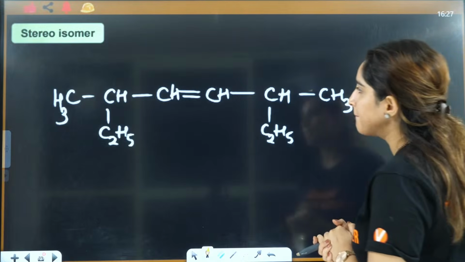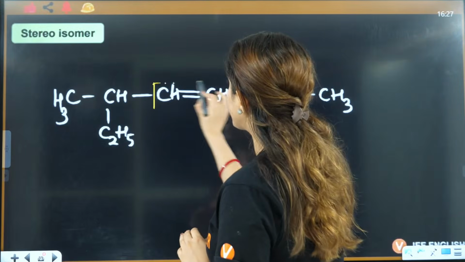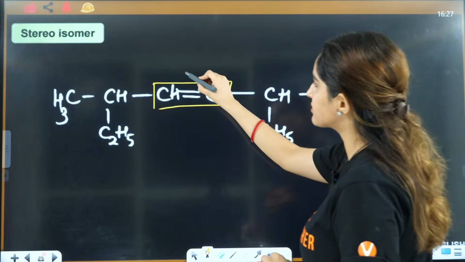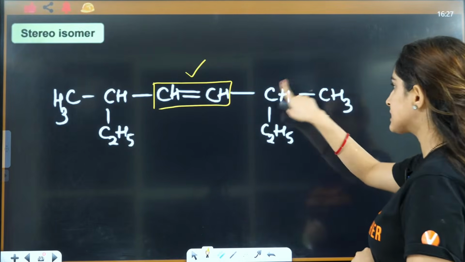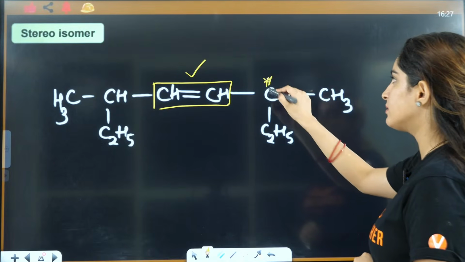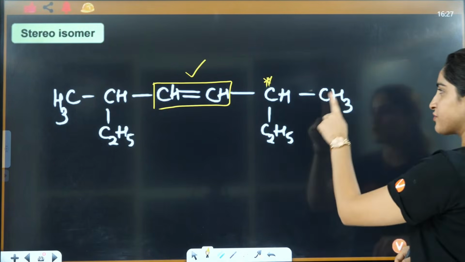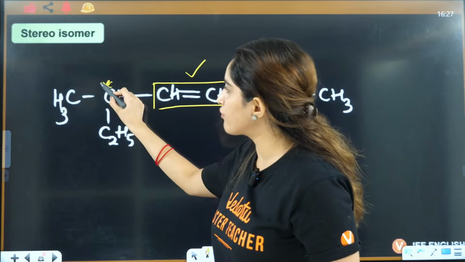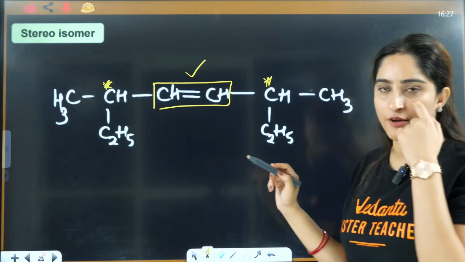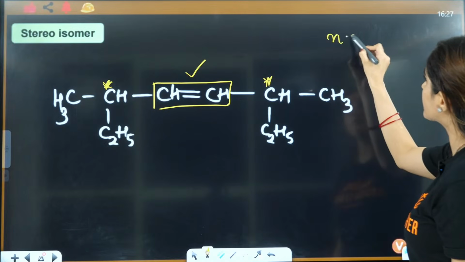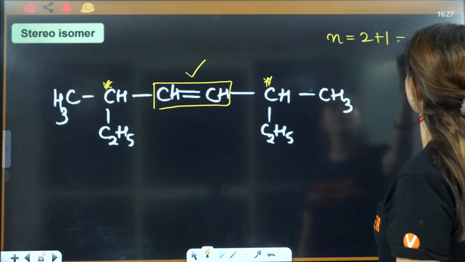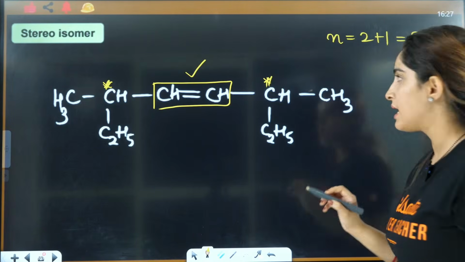If you see, this is a site of GI, H and this group is different, H and this group is different. This is a site of GI. This is a chiral carbon because H, C2H5, CH3 and this are different. This is a site of chiral carbon because all the groups are different, right? So we can say N is equal to 2 plus 1. 2 is chiral, 1 is GI, so it is going to be 3, right?